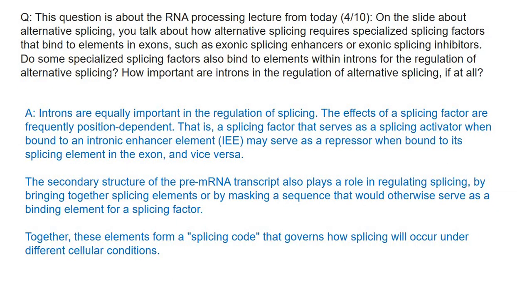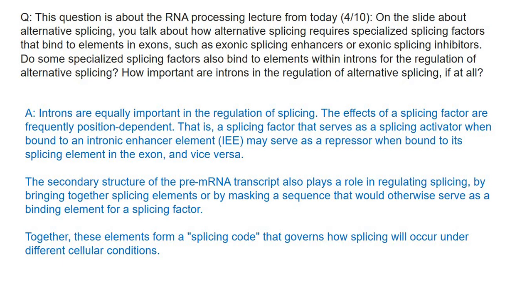Okay, so the next question from the same student was about RNA processing, about alternative splicing in general. You talk about how alternative splicing requires specialized splicing factors that bind to elements in exons, such as exonic splicing enhancers or exonic splicing silencers. Do some specialized splicing factors also bind to elements within introns for the regulation of alternative splicing? How important are introns in the regulation of alternative splicing, if at all?